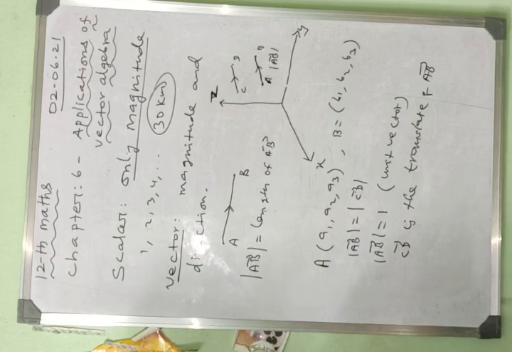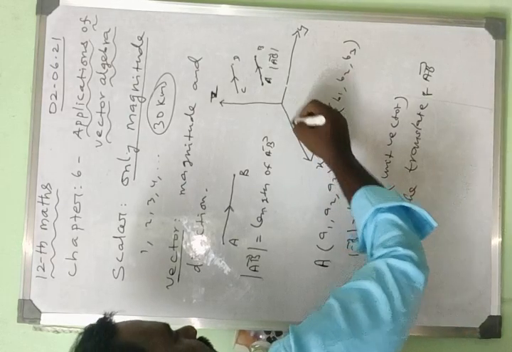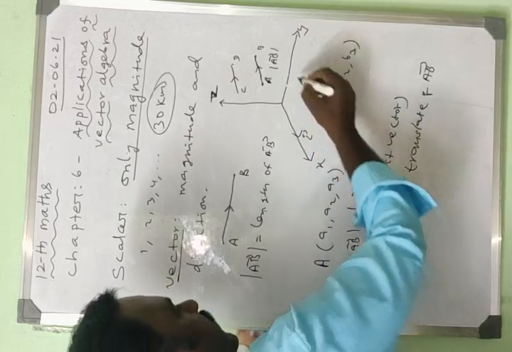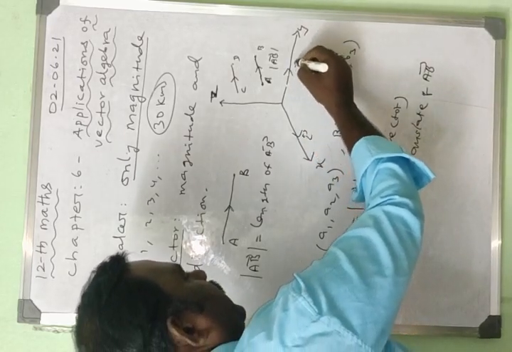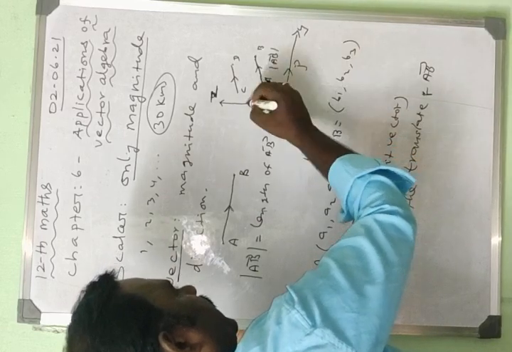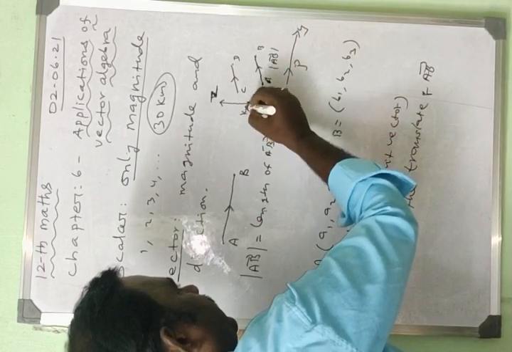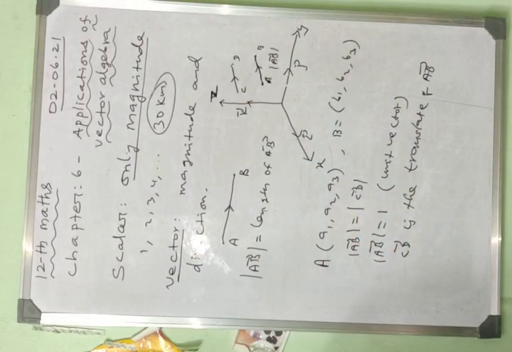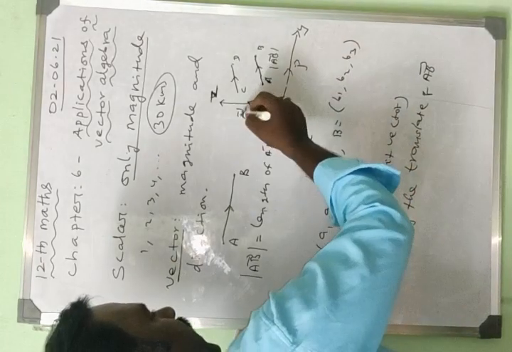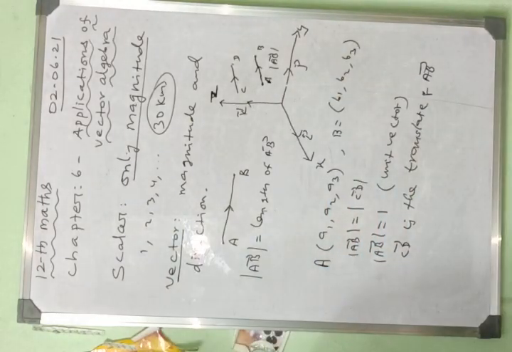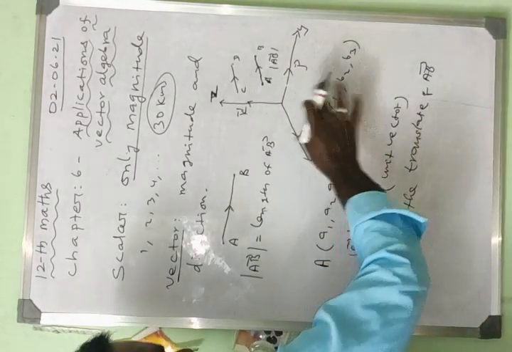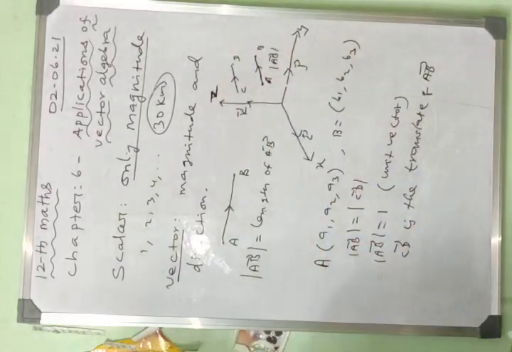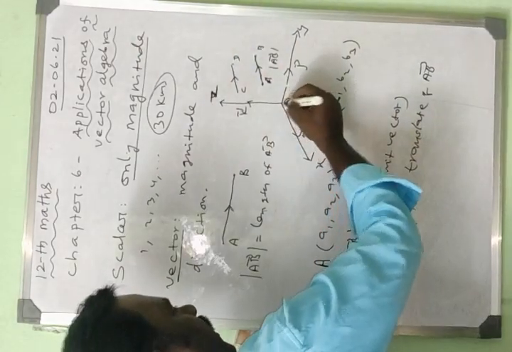So next you see here x-axis we take vector I. Y-axis we take vector J. Z-axis we take vector K. The I, J, K are unit vectors. Unit vector means the length of the I is equal to 1. The length of J is equal to 1. Length of the K is equal to 1. Okay, this is the origin.